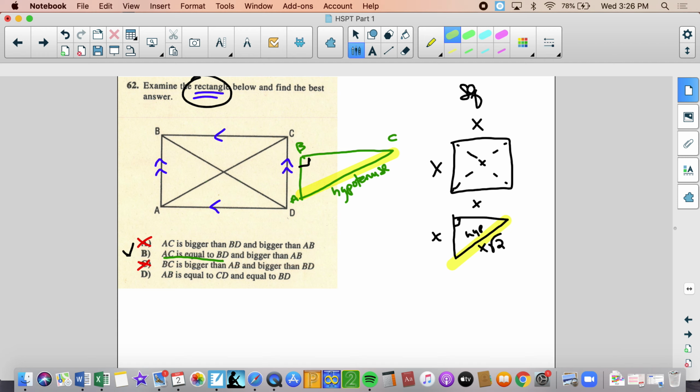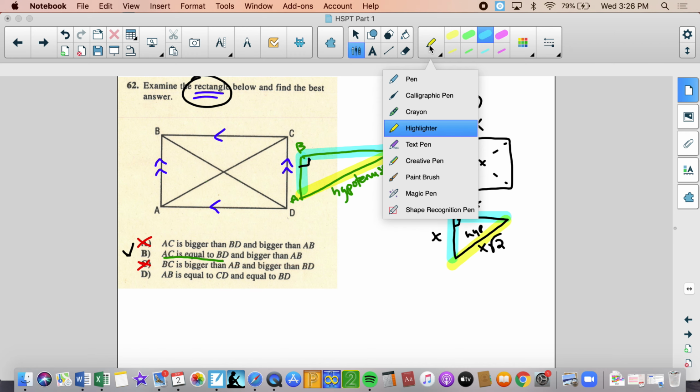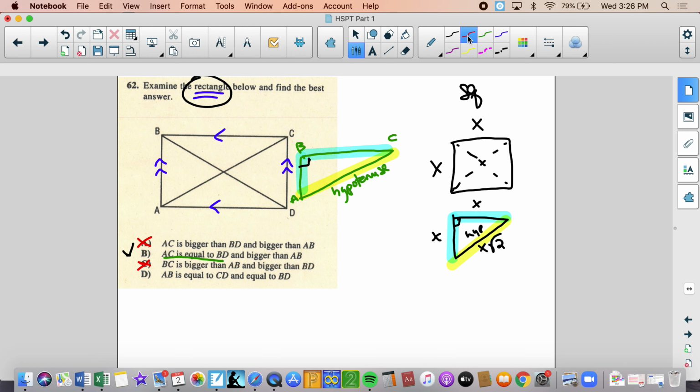we always know that that is going to be greater than any of the legs of the vertex that it's connected to. So we know that the hypotenuse is going to be bigger than this leg and bigger than this leg. We know the hypotenuse is going to be bigger than this leg and bigger than this leg. So that's nice to know. We see that D is not correct. So I'm fairly certain about B.